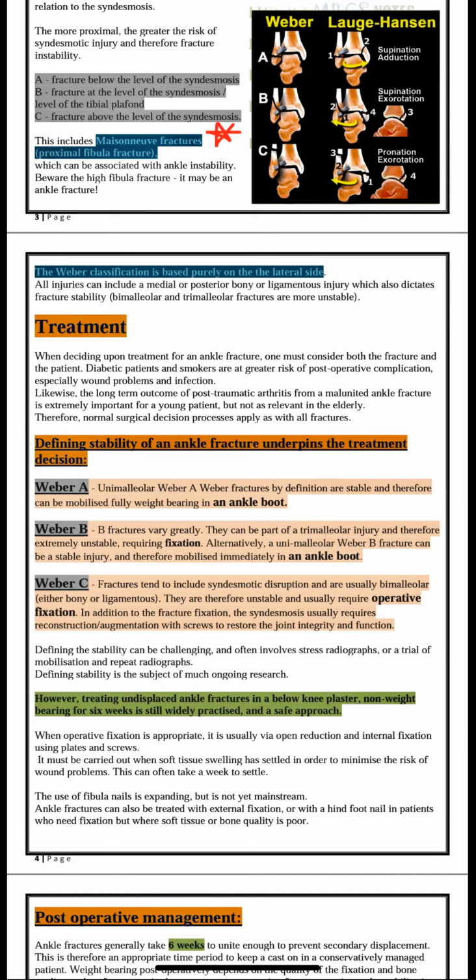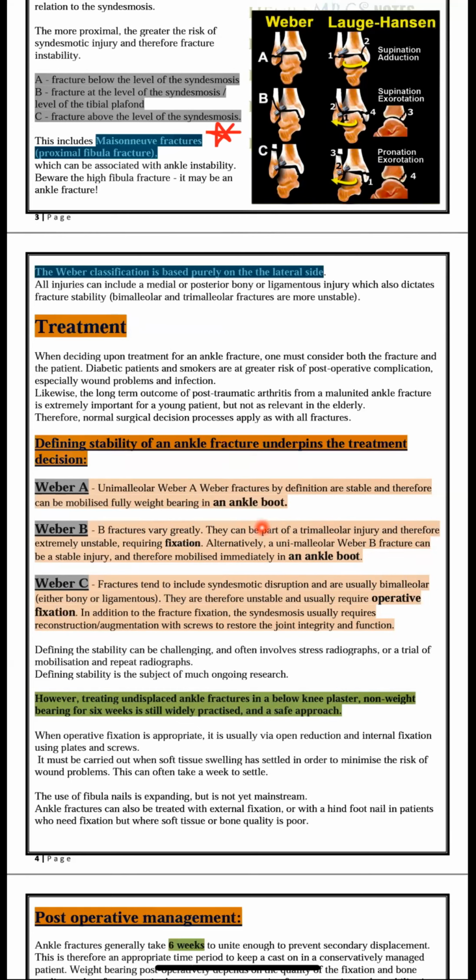So let's go for management of Danis-Weber fractures. First, your patient will be either isolated or part of major trauma, so you will manage your patient according to ATLS. Then the specific management of the Weber classification depends on the stability of the joint. Usually type A, a fracture below the level of the syndesmosis, will be stable. So your patient will just put on an ankle boot for about 6 weeks.